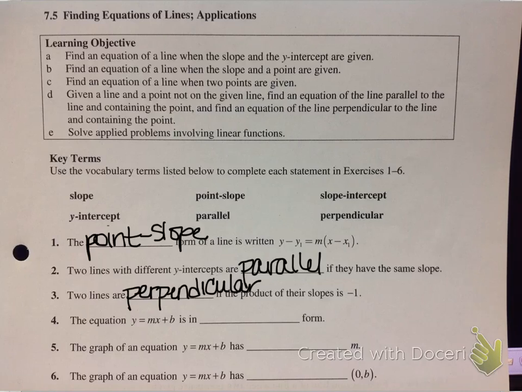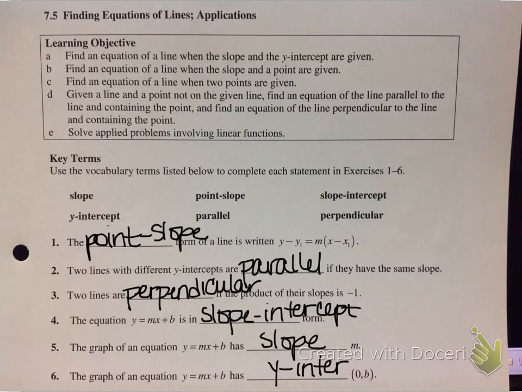The equation y equals mx plus b is in slope-intercept form. The graph of an equation y equals mx plus b has slope m, and the graph of an equation y equals mx plus b has y-intercept of 0b.